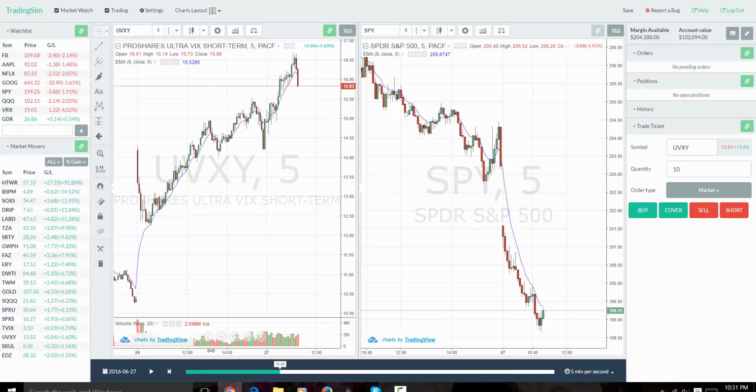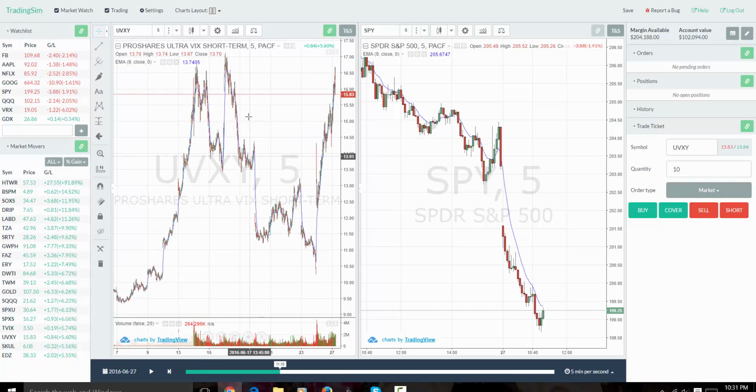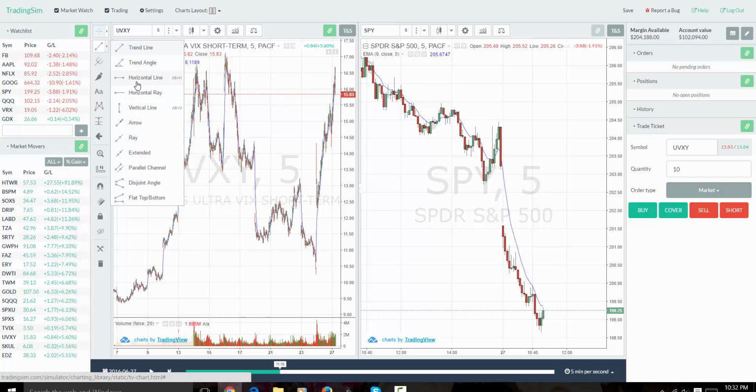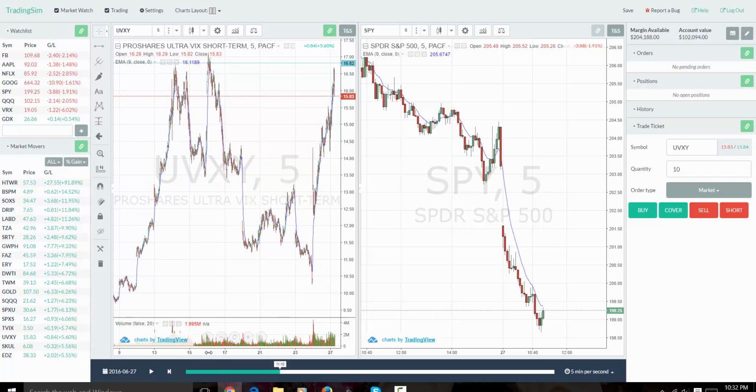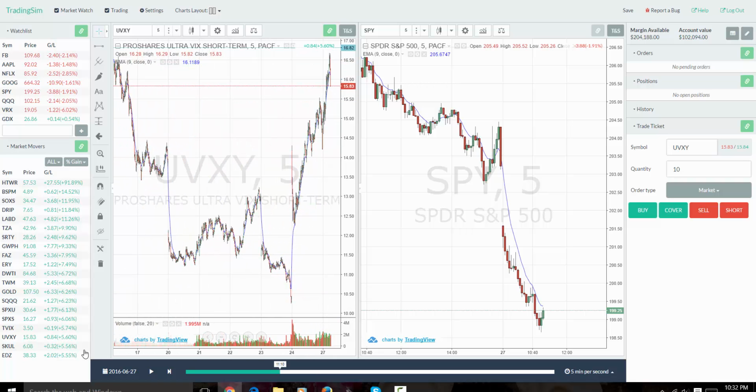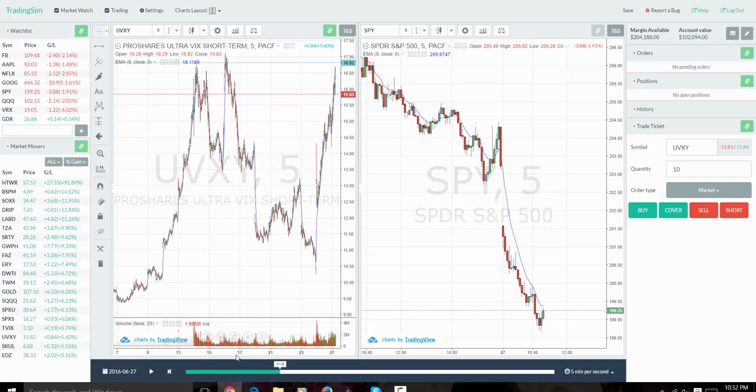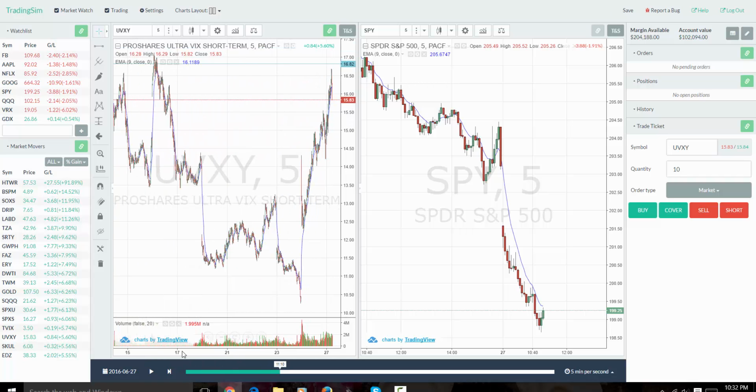Now keep in mind, we had resistance back here at around 17. This was a big area, give or take, right around there. So we want to definitely be aware of what the price action does when we get up to that level.